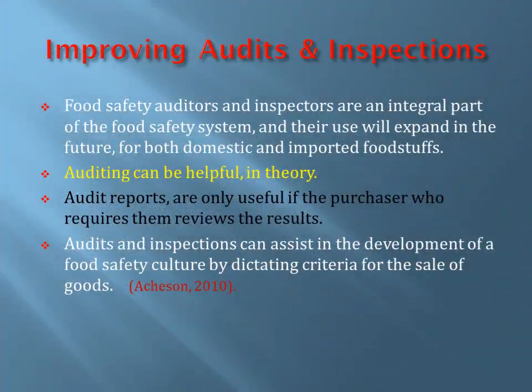Next is improving audits and inspections. In this slide, we discuss that food safety auditors and inspectors are an integral part of the food safety system, and their use will be expanded in the future for both domestic and imported foodstuffs. Auditing can be helpful in theory. Audit reports are only useful if the purchaser who required them reviews the results. Audits and inspections can assist in the development of a food safety culture by dictating criteria for the sale of goods. And next, come on to the next slide.